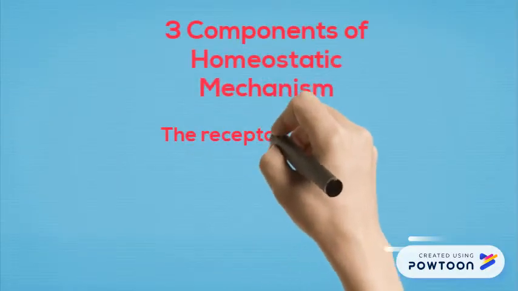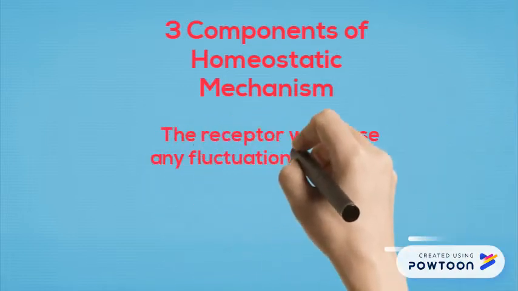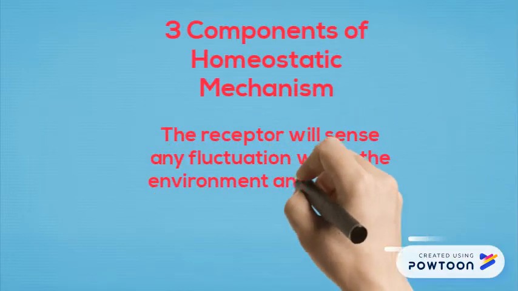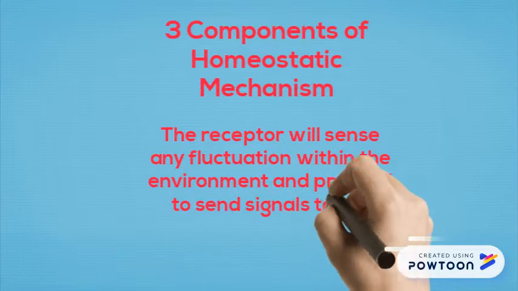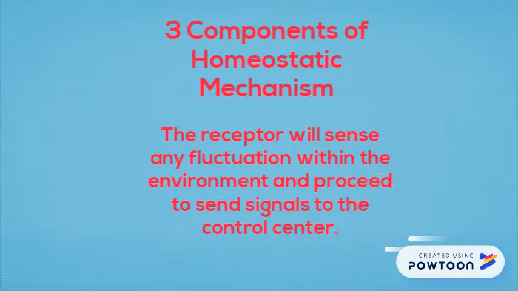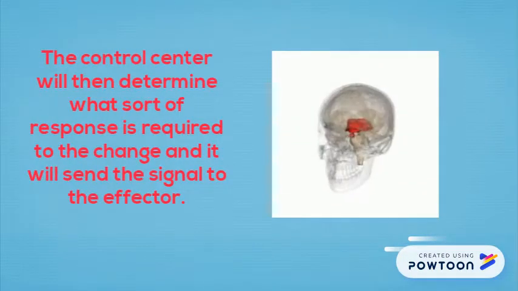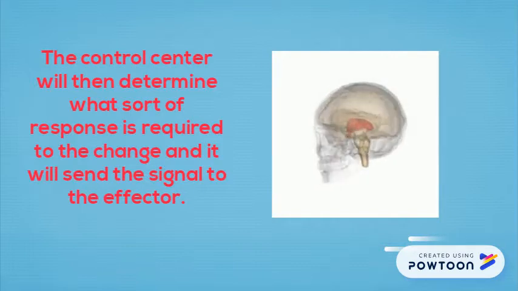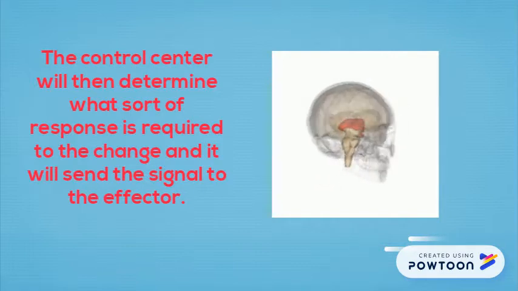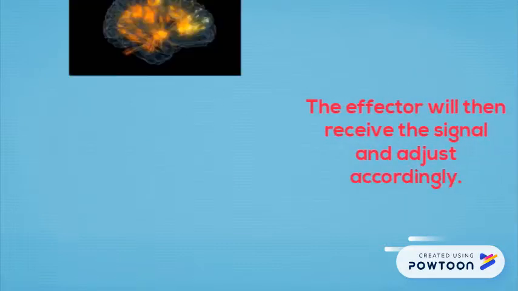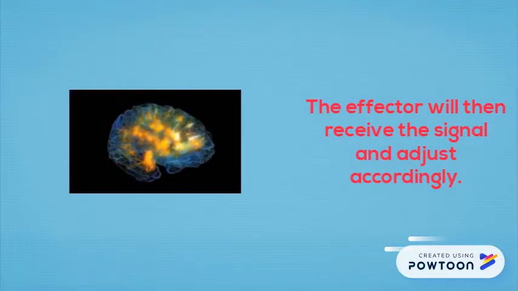The receptor will sense any fluctuation within the environment and proceed to send a signal to the control center. The control center will then determine what sort of response is required for the change, and it will send the signal to the effector. The effector will then receive the signal and adjust accordingly.